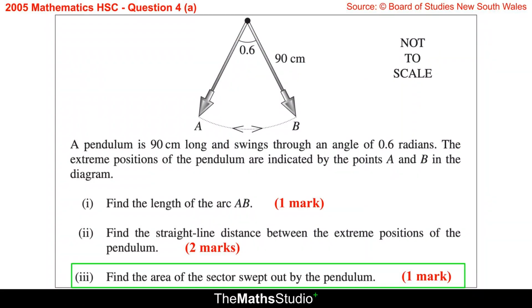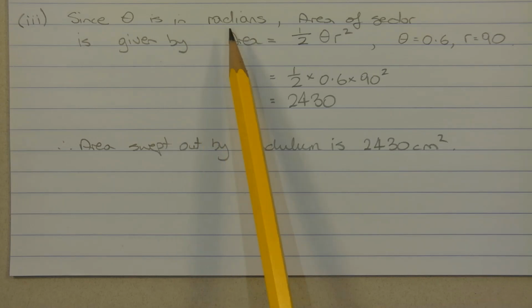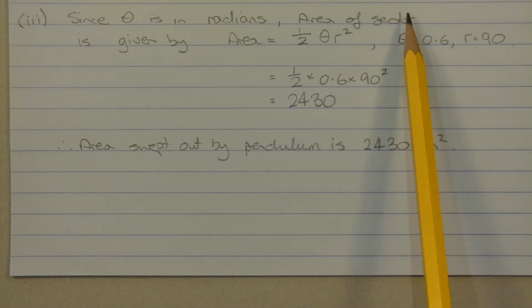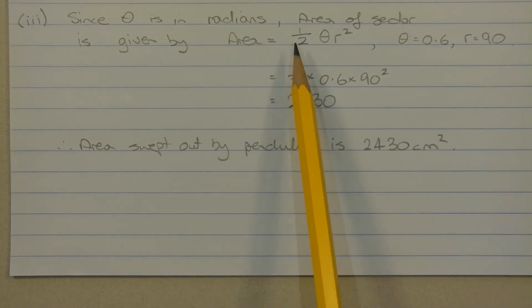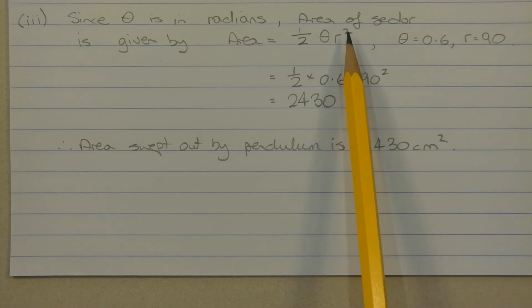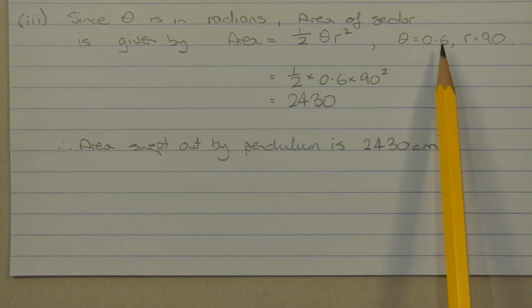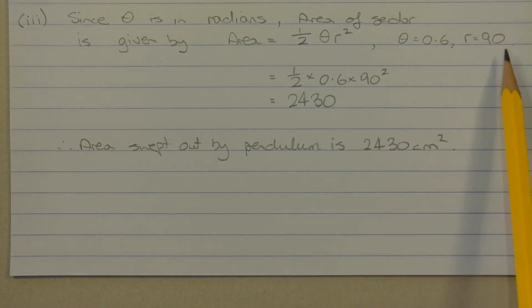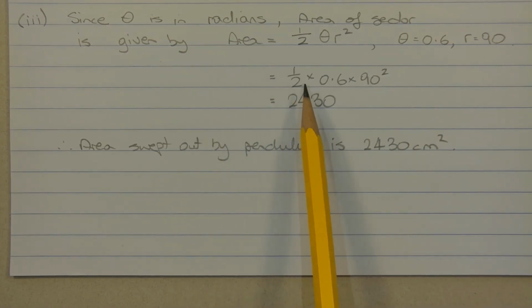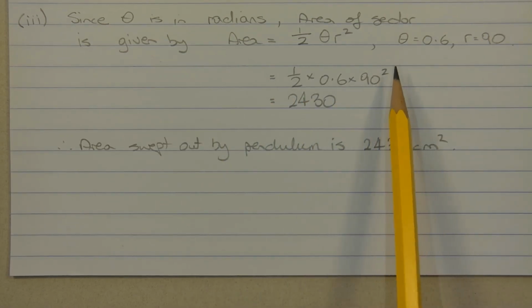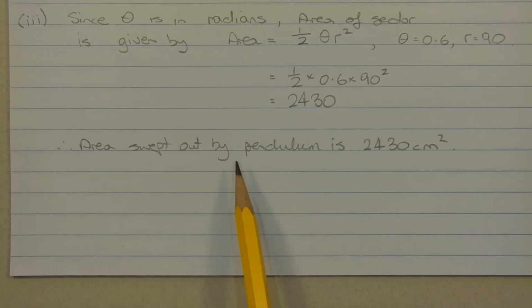Part 3. Find the area of the sector swept out by the pendulum. Since theta is in radians, we can use the area of a sector formula, and that's given by area equals half times theta times r squared, where theta is the angle in the sector, and that's 0.6, r is the radius, and that's 90. So area is equal to half times 0.6 times 90 squared, which equals 2,430. Therefore, the area swept out by the pendulum is 2,430 square centimeters.